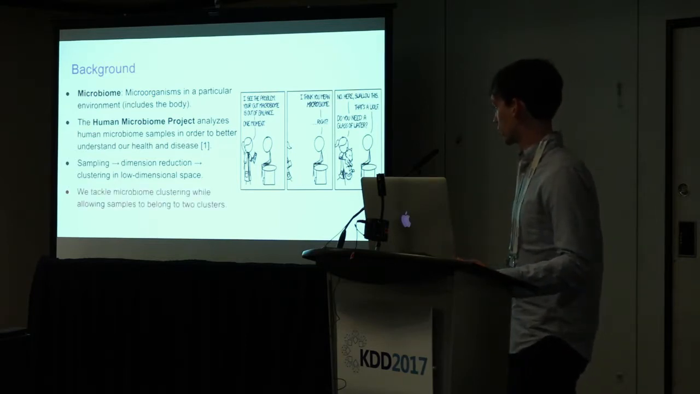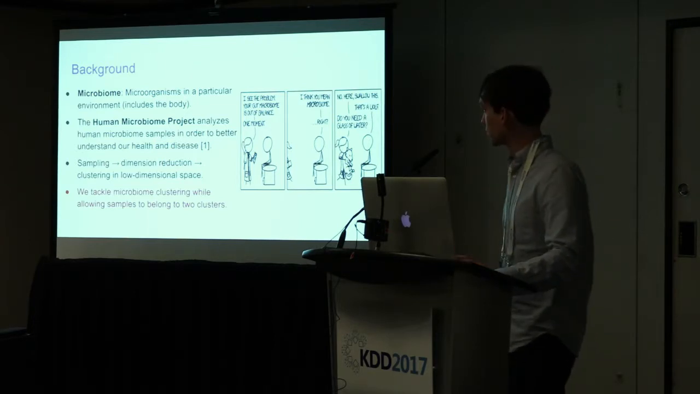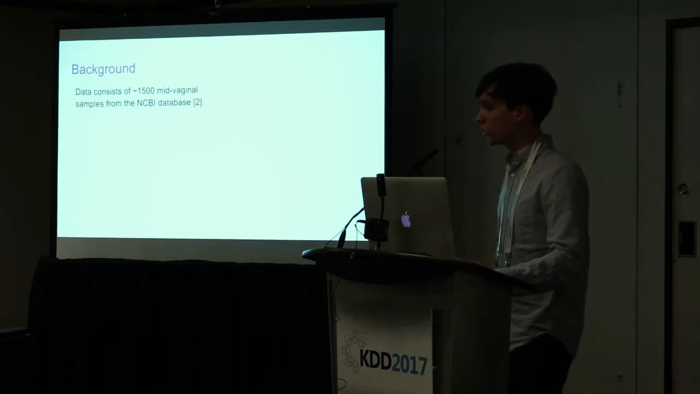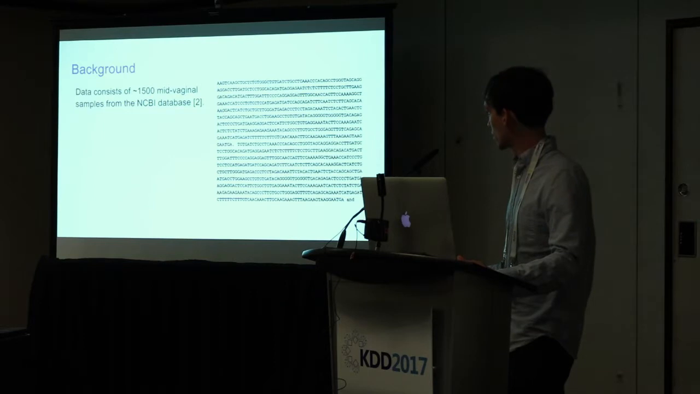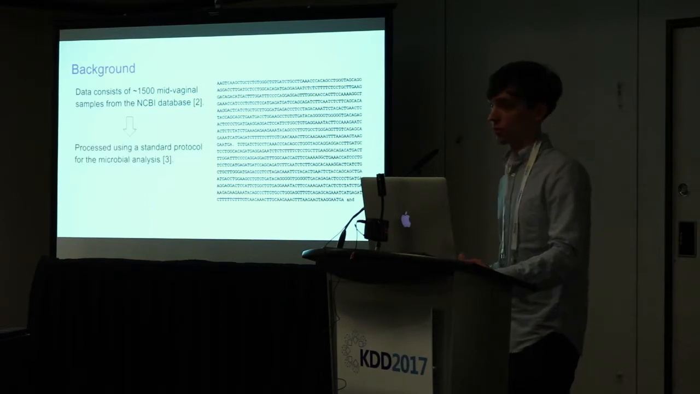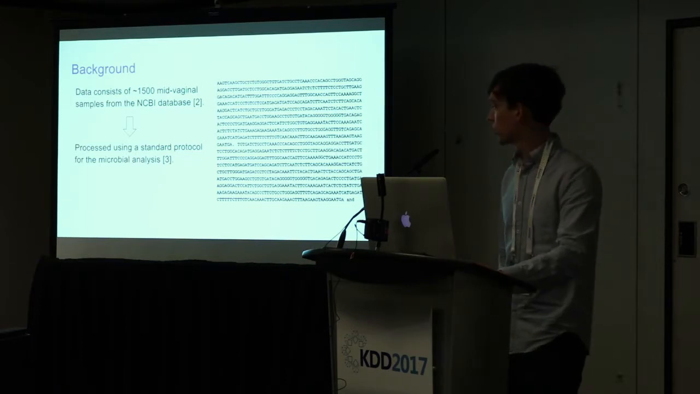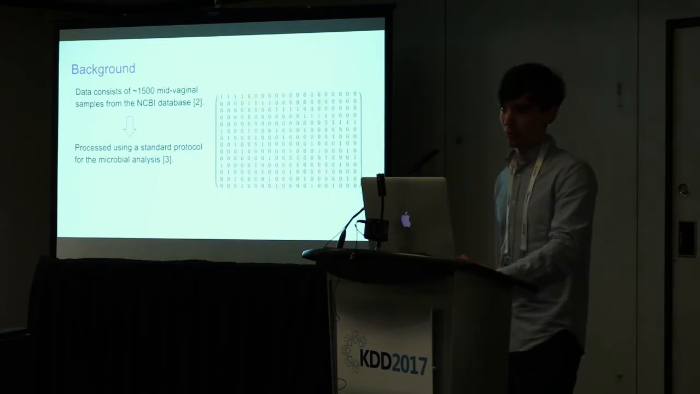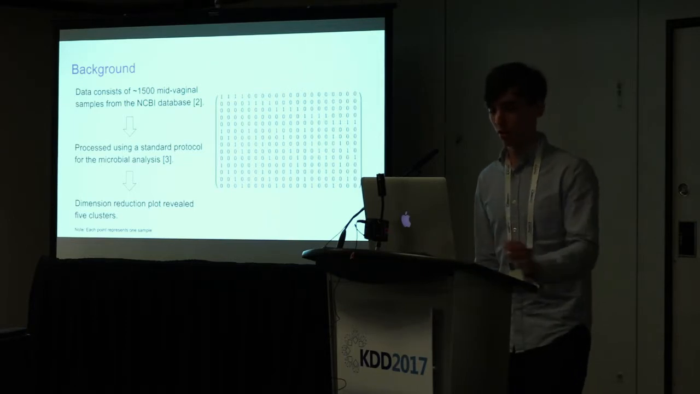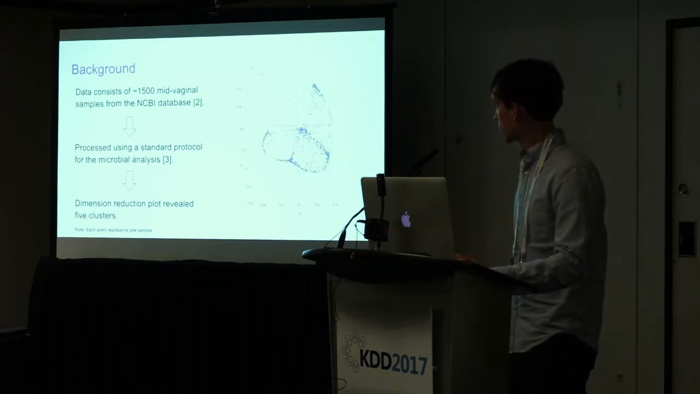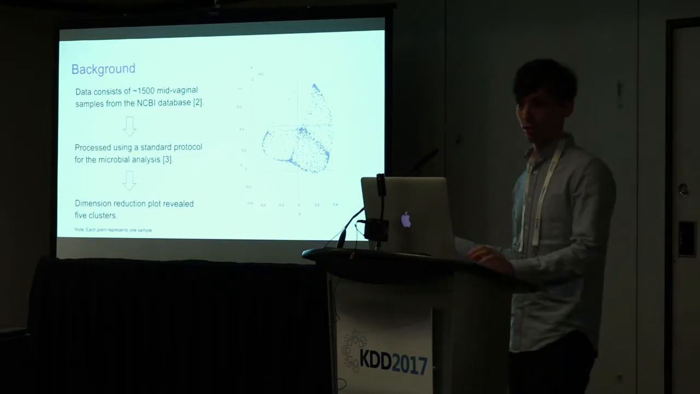In our case, we tackle microbiome clustering while allowing samples to belong to two clusters. Our data consists of 1,500 mid-vaginal samples from the NCBI database. These were processed using a standard protocol for microbial analysis to create high-dimensional vectors. Then we performed a dimension reduction plot, which revealed 5 clusters. Note that each point is one sample in this graph.